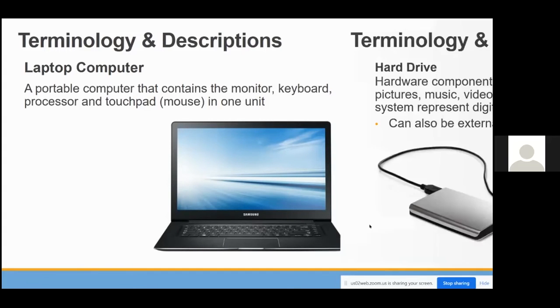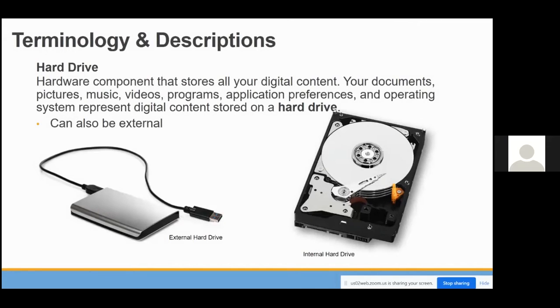Okay. So other things to know, every computer has a hard drive. Even a Chromebook has a hard drive. It's just with Chromebooks, there's not a lot of storage on that particular Chromebook, but every computer will have a hard drive, and it stores all of your digital content. It stores your documents, your pictures, music, videos, the programs on your computer, your applications, and your operating system. So it's all stored on a hard drive.